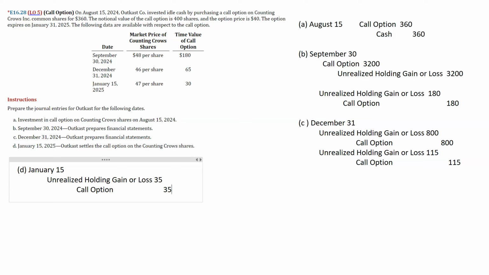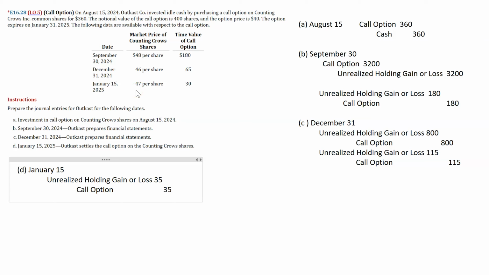Then we will do the settlement. For the settlement, there are a couple of ways to do it. First, you can take this price difference. Price is increasing, so the call option's intrinsic value is increasing. So we can do this $1 price increment record first, then we can settle it, or we can combine both and do one entry.